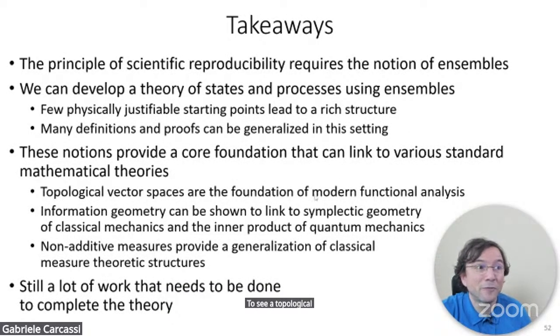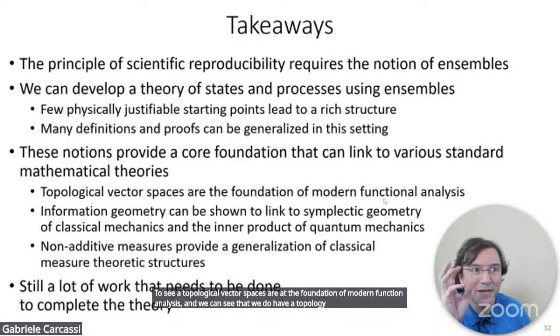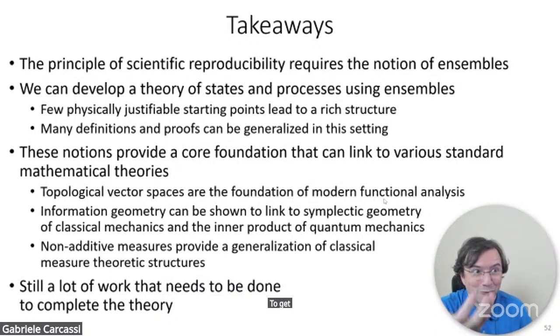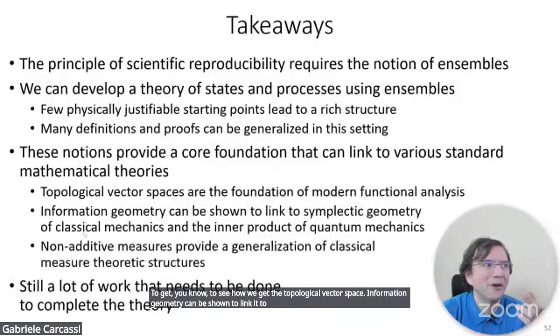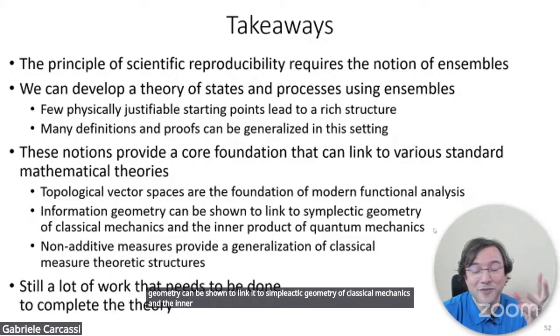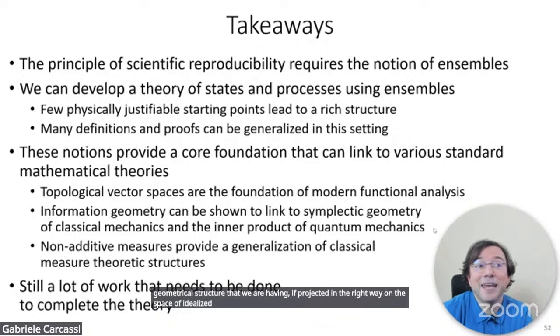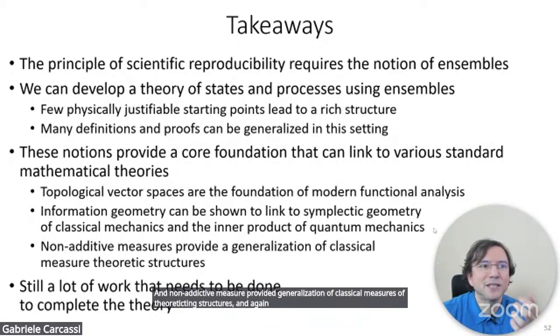Topological vector spaces are the foundation of modern functional analysis, and we can see that we do have a topology, and the convex space becomes a vector space. We need to understand how we get the topological vector space. Information geometry can be shown to link to the symplectic geometry of classical mechanics and the inner part of quantum mechanics. So it's very likely that the geometrical structure that we're having, if projected in the right way on the space of idealized states, then we're going to be able to recover those structures. And non-additive measures provide a generalization of classical measure-theoretic structures. And again, maybe there is a generalization of integration and differentiation that will make sense as that.